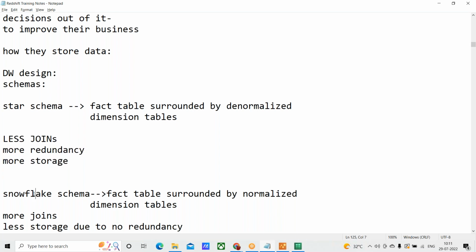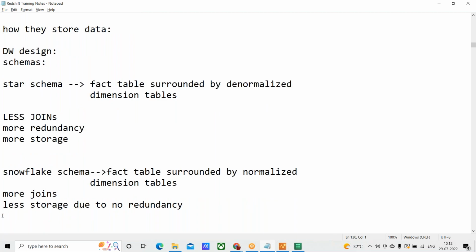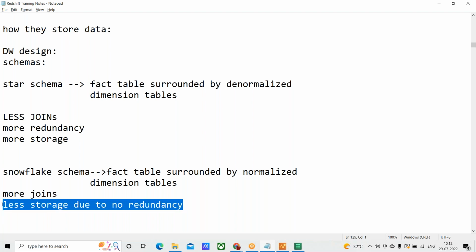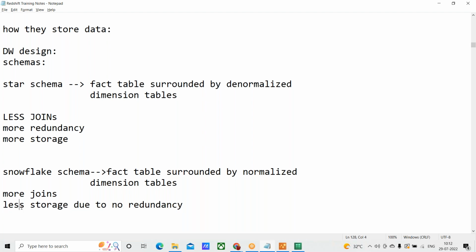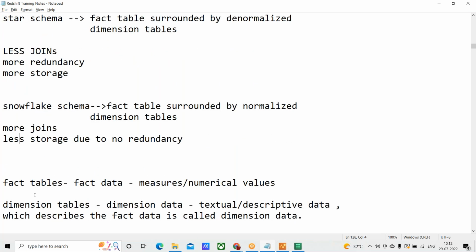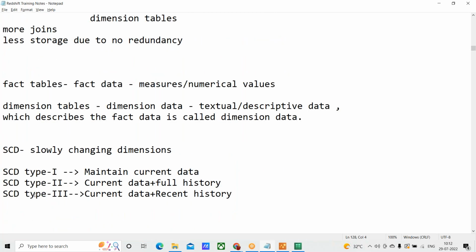In case of snowflake schema, you are dividing the dimension tables into further smaller dimension tables, so you will have more joins to get your data back. But since you are dividing into further dimensions, you will have less storage due to no redundancy. Clear? Yes, sir. Okay, cool.